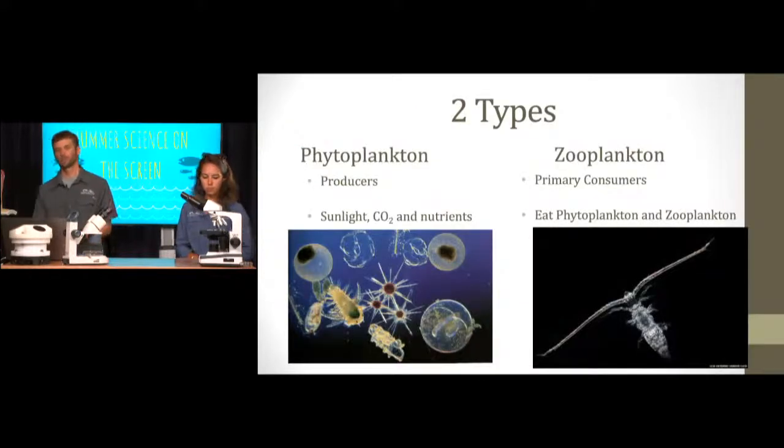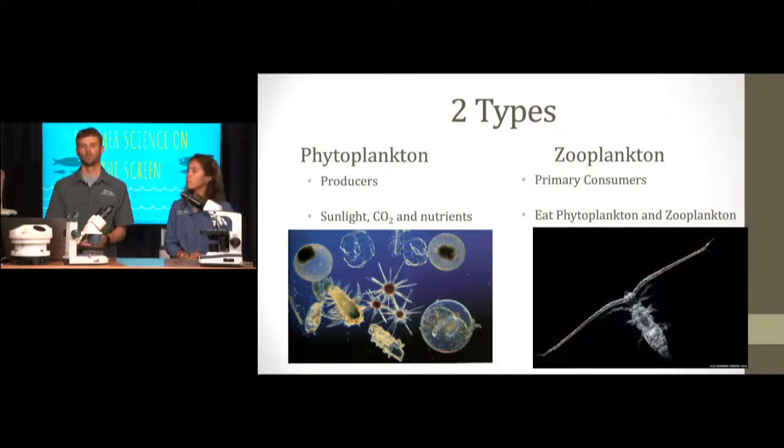There's two basic types of plankton. There's phytoplankton, which are producers. So they take sunlight, CO2, and nutrients, and they turn that into usable energy. So they're the basis of the food chain. So we said that plankton provide oxygen that we need, and they also are the basis of the aquatic food chain. So those are the two big things that plankton do that are really important.